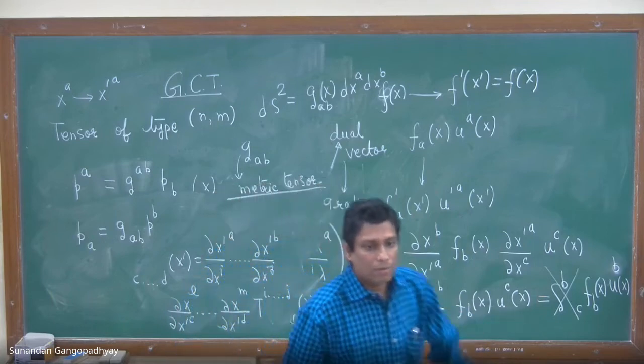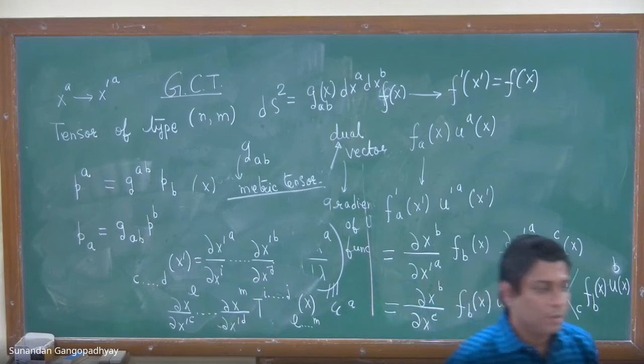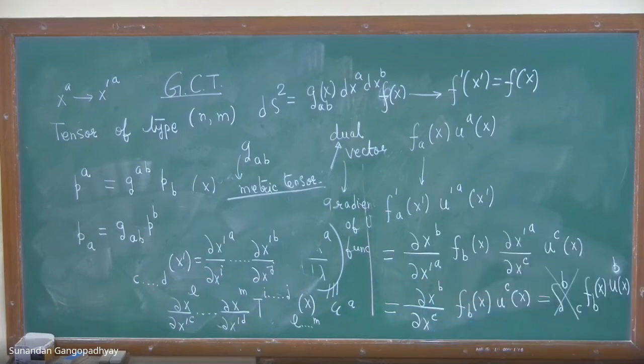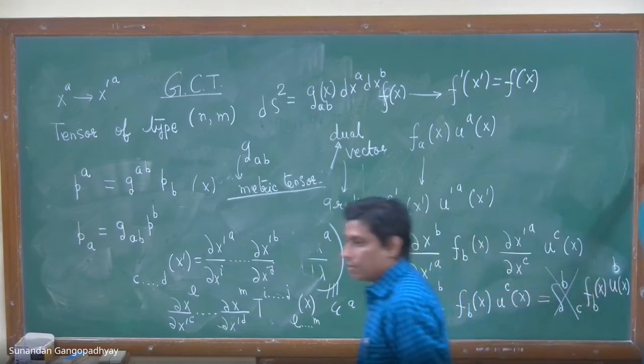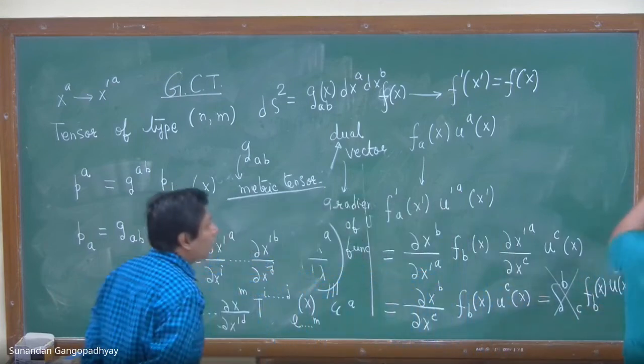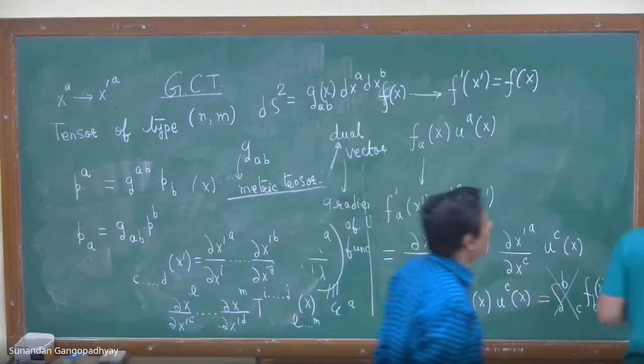Please write it down. All of you, please write it down. You will only learn by writing. If you don't write, you will not learn, because after some time you will forget everything. Whatever is being done on the board, please write it down. But this doesn't change. This doesn't change, so this is equal to this. Good.